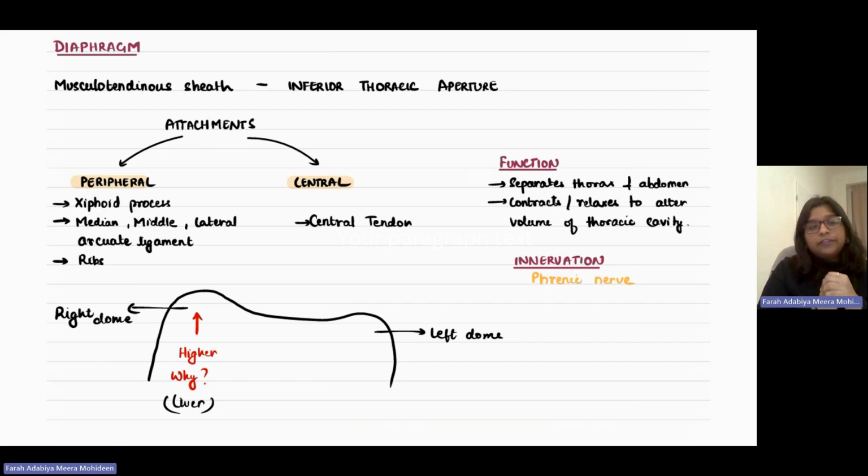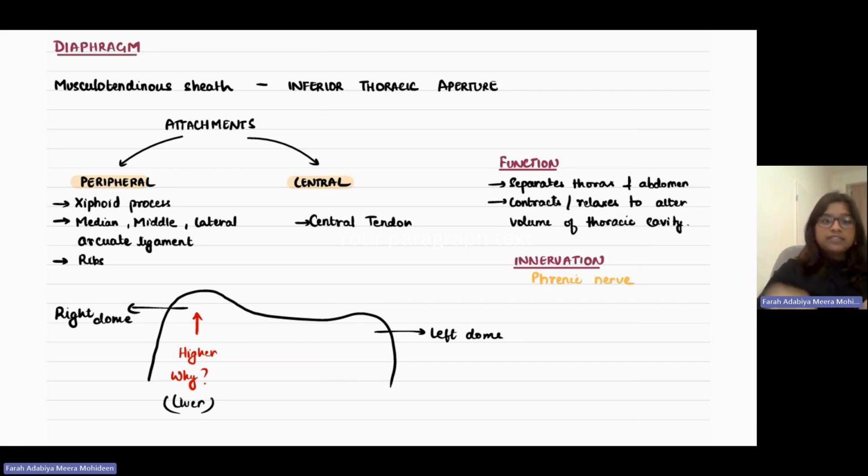What is the diaphragm? The diaphragm is the big muscle that is majorly involved in your breathing, respiratory activity, right? It increases and decreases thoracic volume, right? So this marks the border between your thoracic cavity and your abdominal cavity. It's a musculotendinous sheath, so there are muscles and there's a tendon, right?